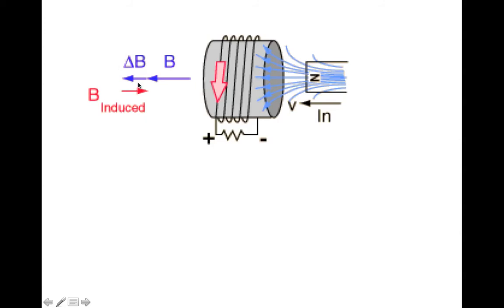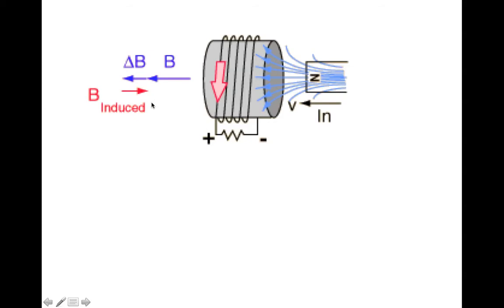So you are adding this change, and remember delta is a change. You're adding a change in magnetic field that's actually making the magnetic field stronger as you push it in. Well, this coil doesn't like that. It doesn't want the magnetic field to be stronger. So it induces a magnetic field against that change. And it's going to cancel out this delta B. And what are you left with? You're just left with the normal B, which is the point. It wants to keep the magnetic field constant and the same.